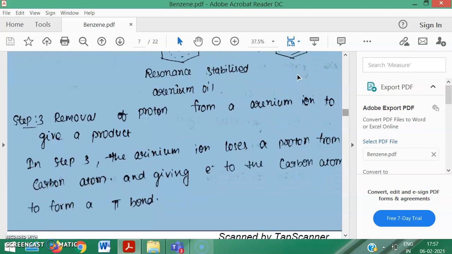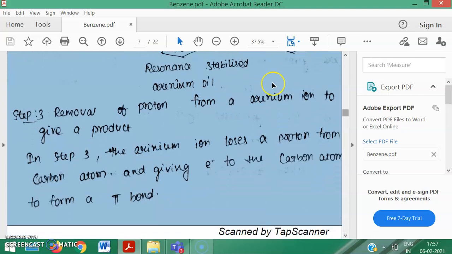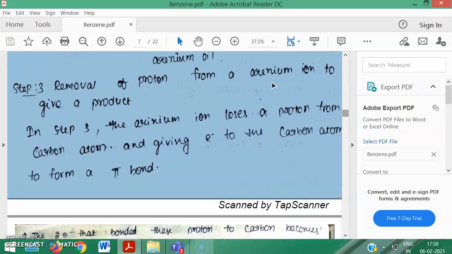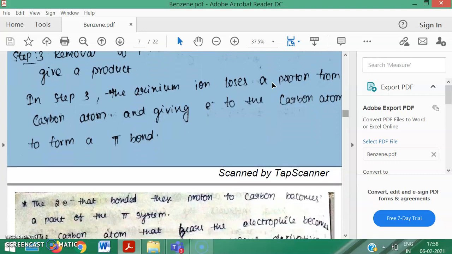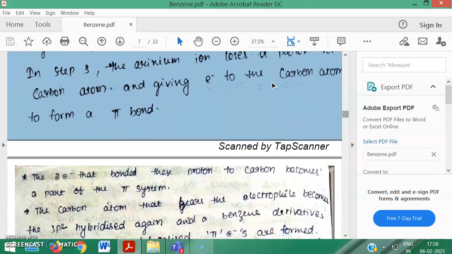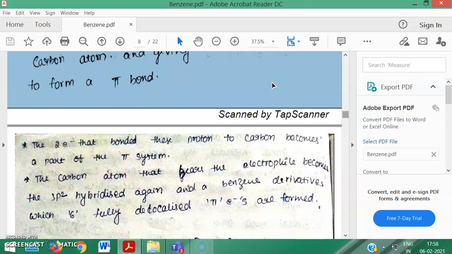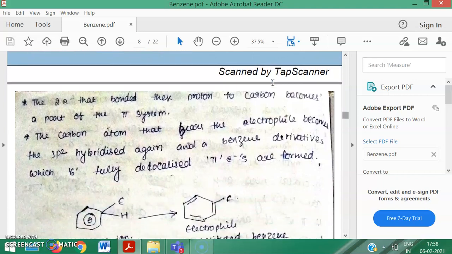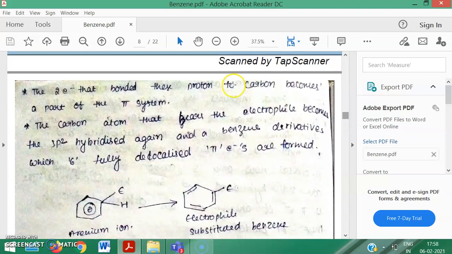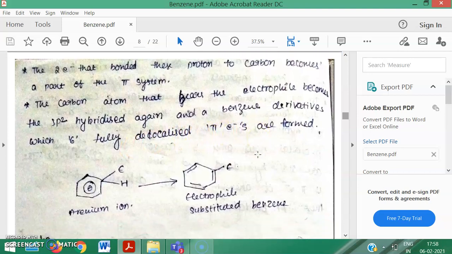The third step is simply removal of the proton and donating the electrons to the ring system, which maintains the delocalization of pi electrons. The two electrons that bonded the proton to the carbon become part of the pi system. The carbon atom that bears the electrophile becomes sp2 hybridized again, and a benzene derivative is formed when 6 fully delocalized pi electrons are restored.